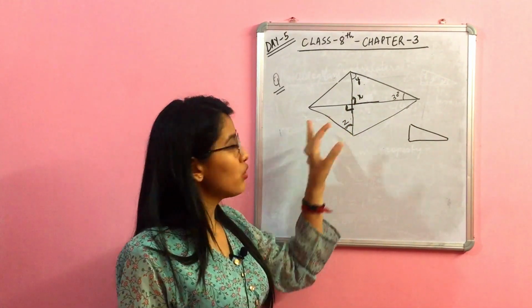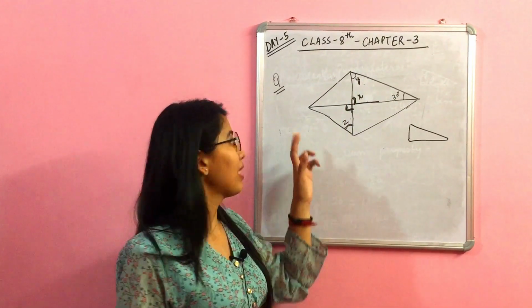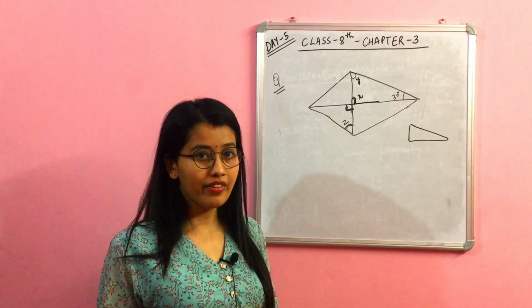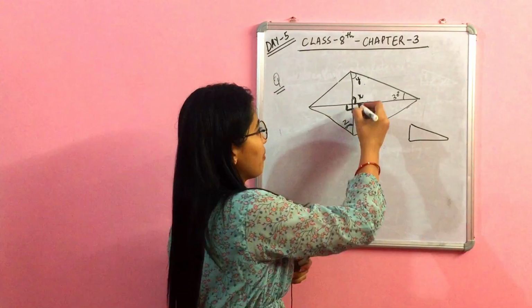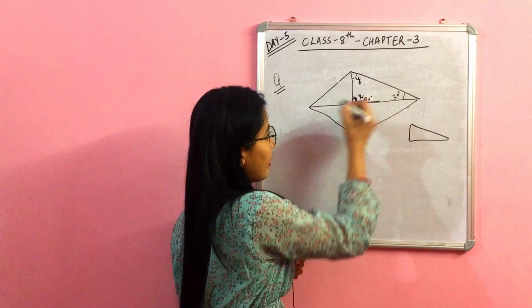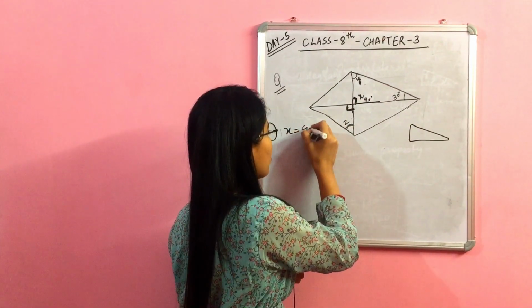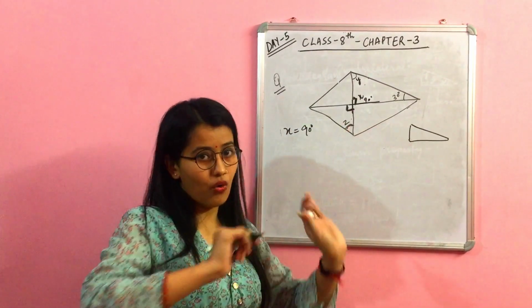Okay, and we know that the property of a parallelogram is that its diagonals bisect each other at 90 degrees, right? So since they bisect each other, this x is equal to 90 degrees. So we can write x is equal to 90 degrees. We know the value of x now, right?